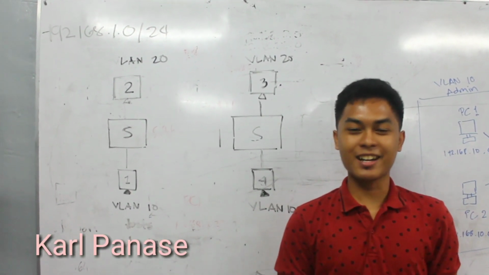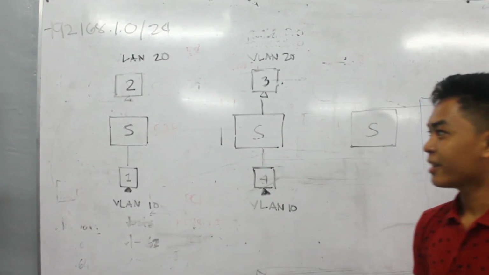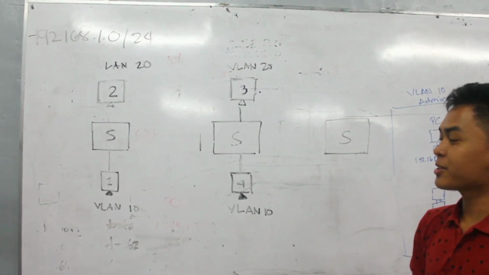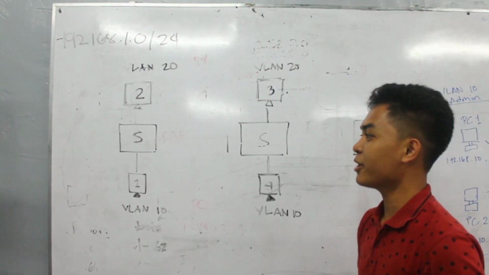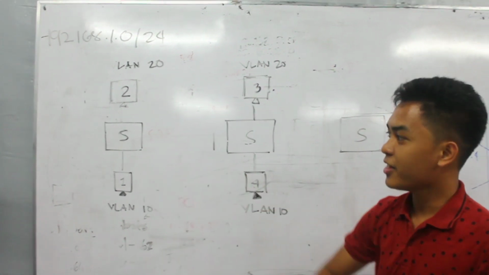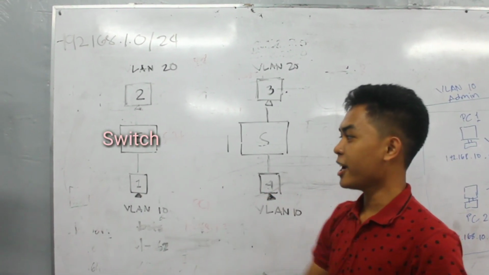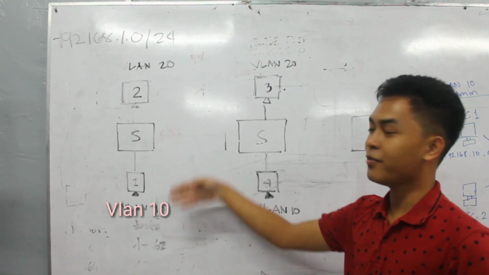I'm going to discuss VTP. So let's have this diagram. In our previous activities, we only used one switch to configure. In this switch, we created two kinds of VLAN, which are VLAN 10 and VLAN 20.